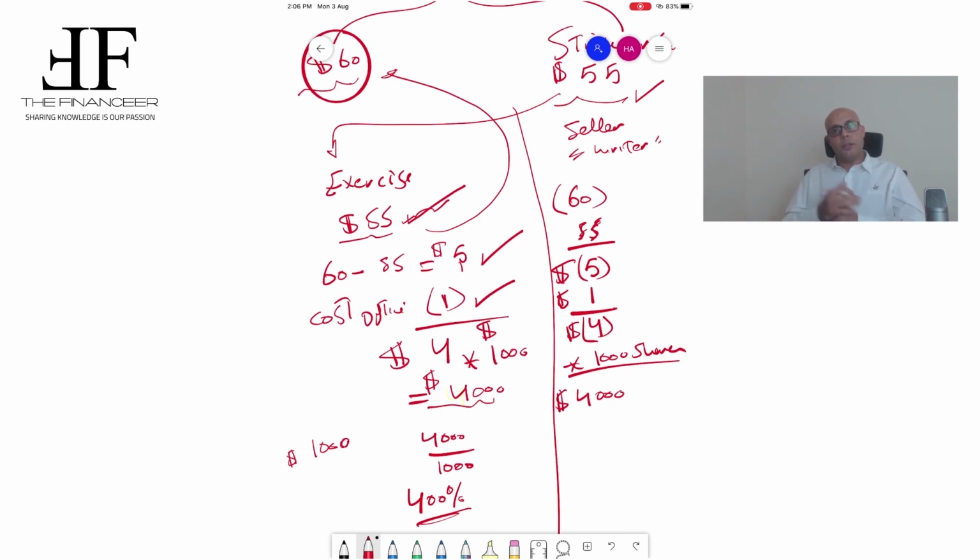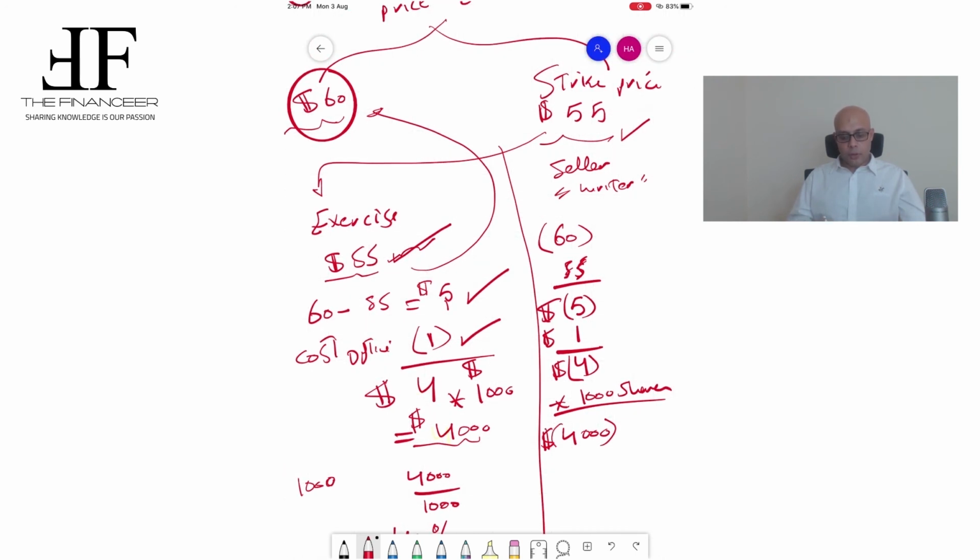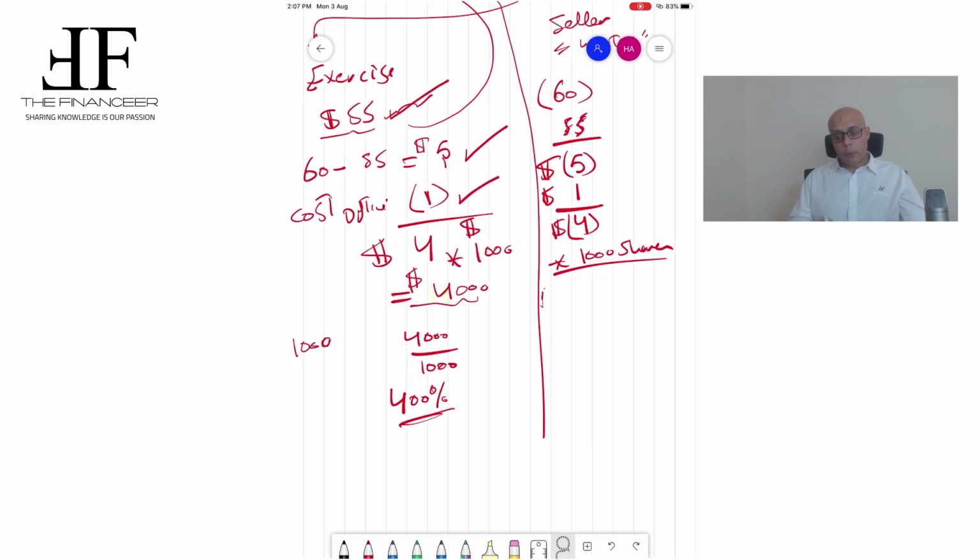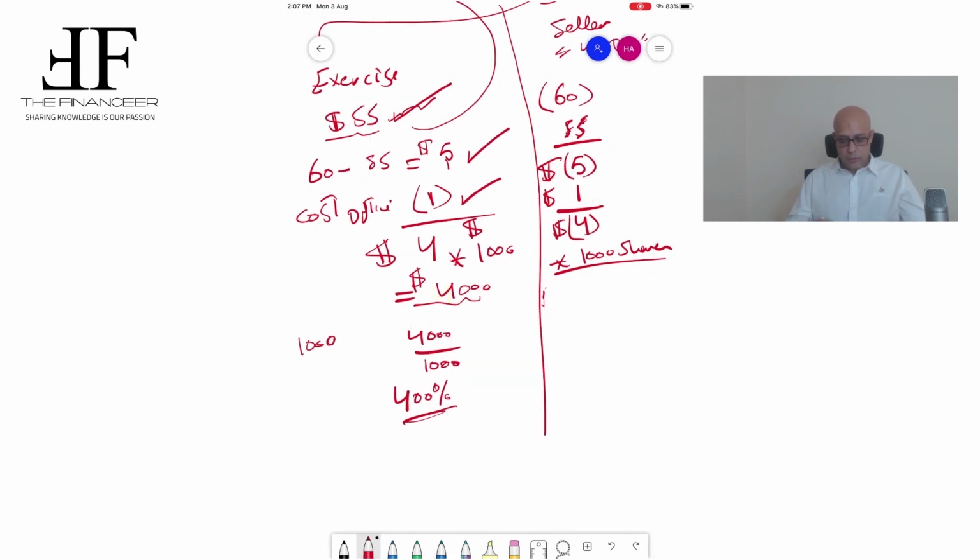This is on the writer side of the call option. So the total loss will be $4,000. Okay, clear. So the total loss on the seller side is $4,000.